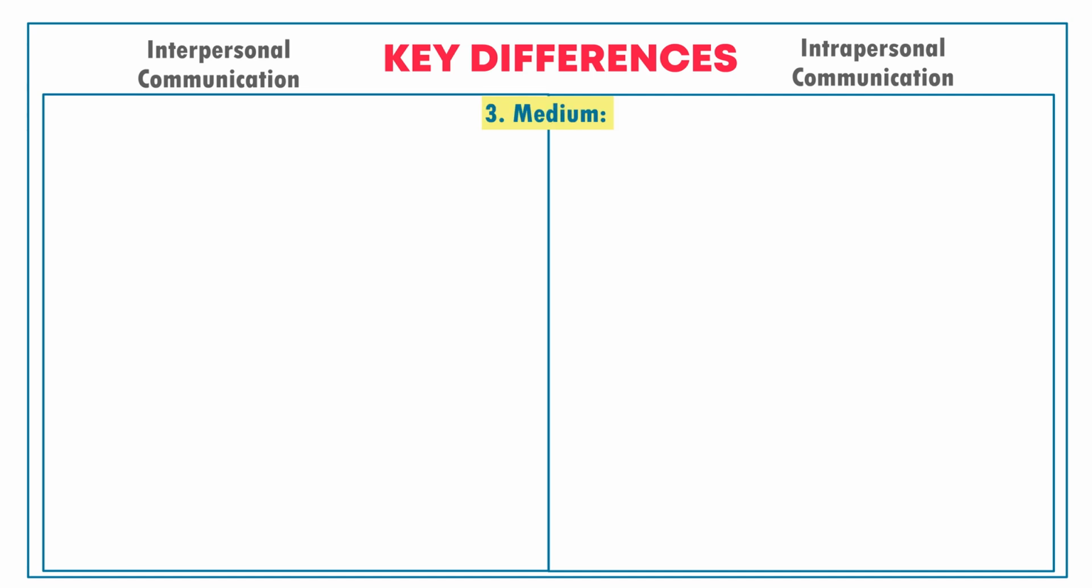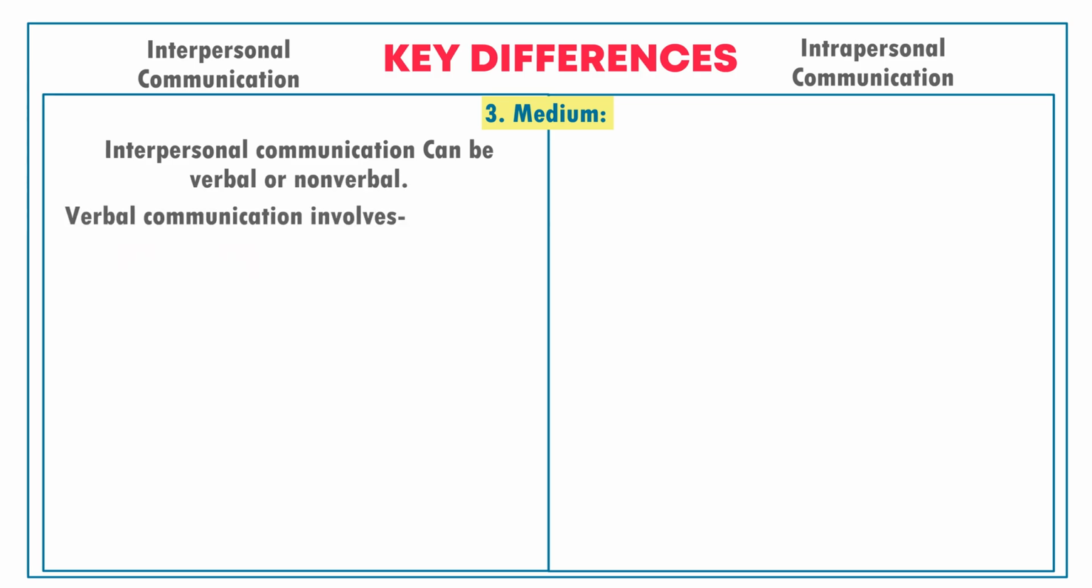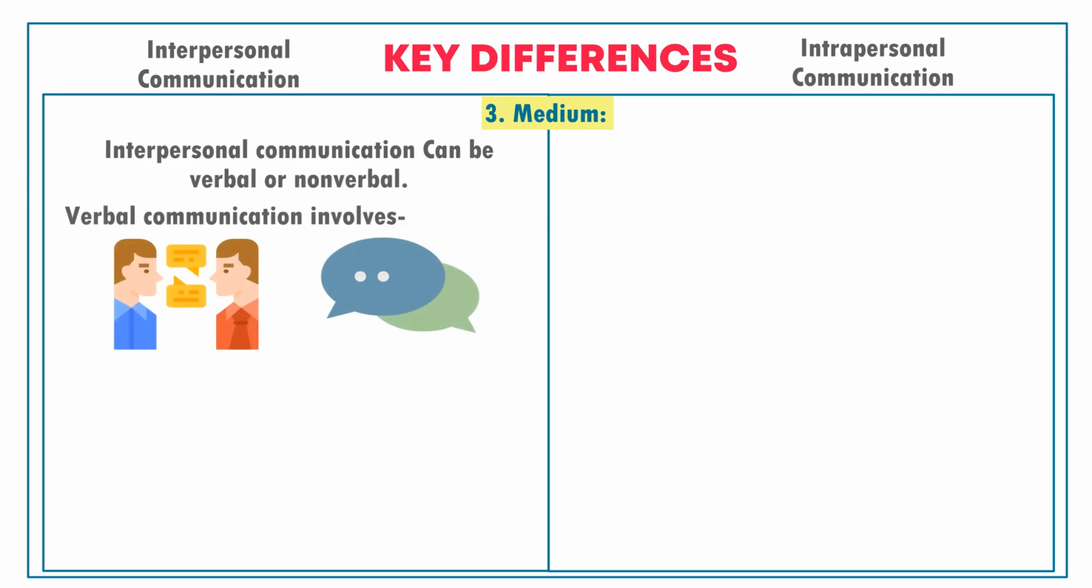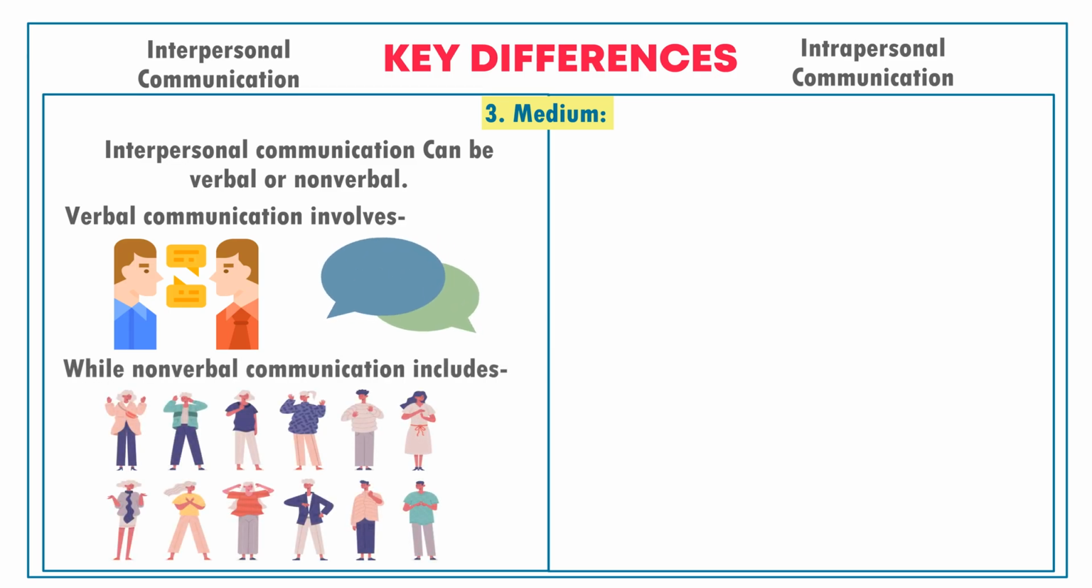Third, medium. Interpersonal communication can be verbal or nonverbal. Verbal communication involves the use of spoken or written language, while nonverbal communication includes gestures, facial expressions, body language, and other visual or auditory cues.